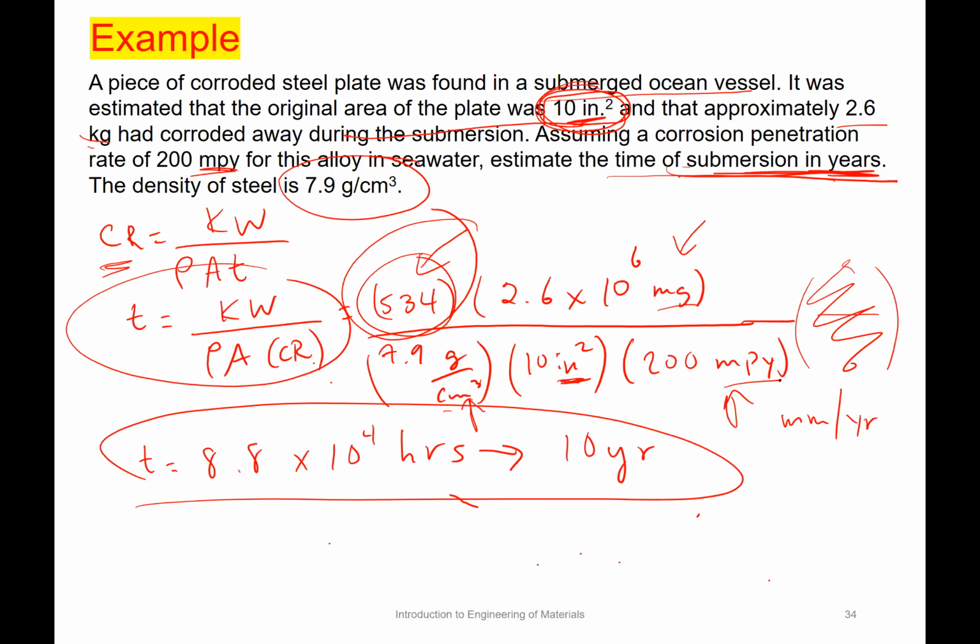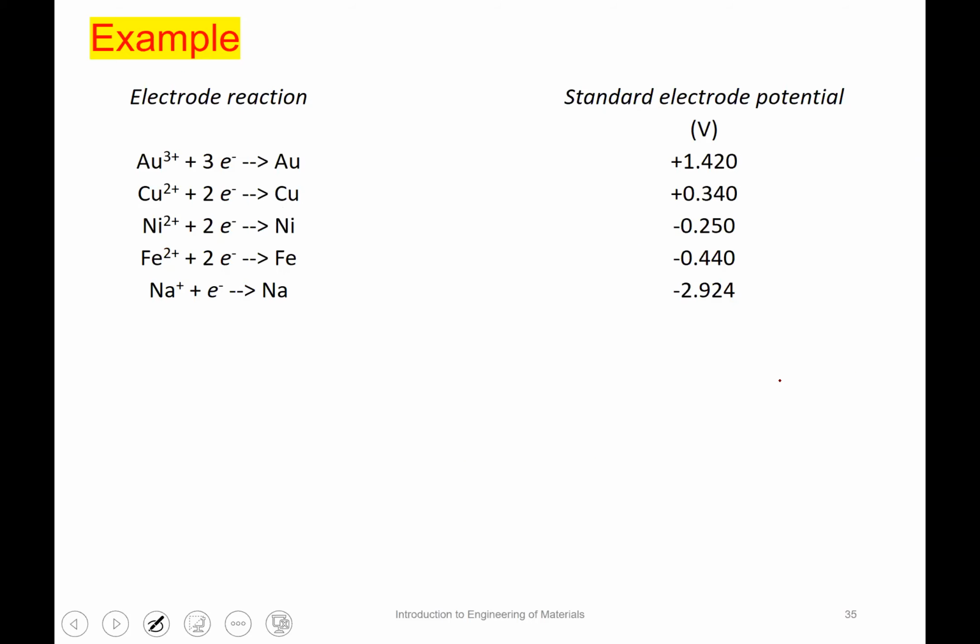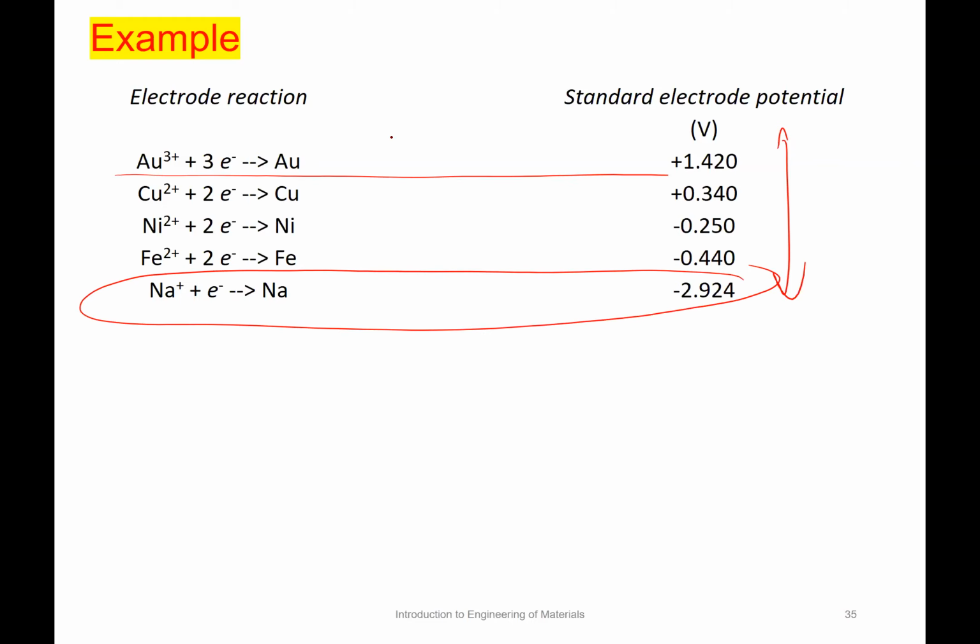Okay. Next, let's just do something qualitative, right? So here, if you have an electrode reaction, and you're asked which material is more active and which material is less active or more noble, we talked about this briefly, it's really just qualitative. You just look, okay, this is more active and this is more noble, right? So if you had this couple, which material is going to react and corrode? Well, it's going to be your sodium, right?